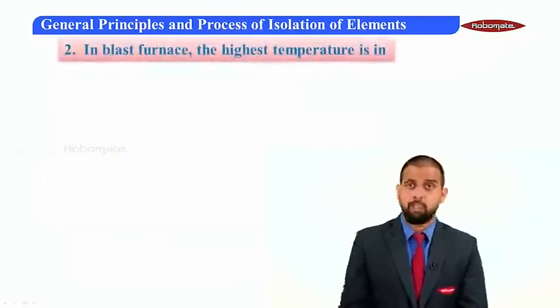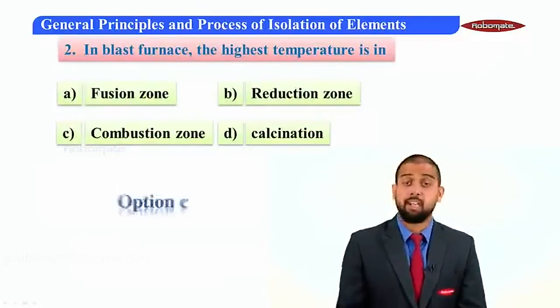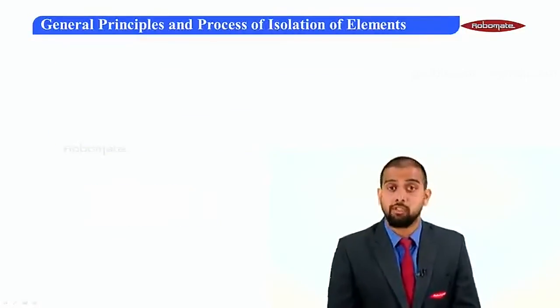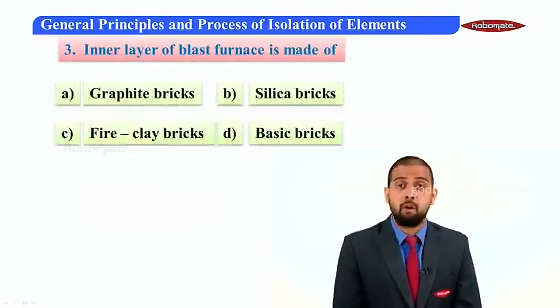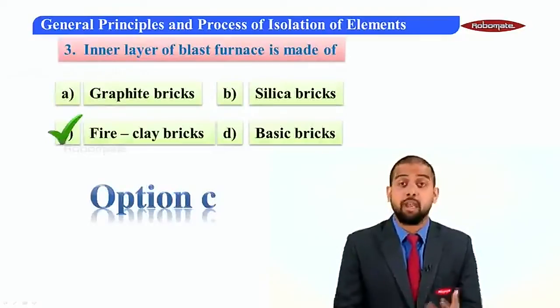The second question here is: in the blast furnace, the highest temperature is in which zone? The right answer is the zone of combustion, where the temperature was nearly 2000 degrees Celsius. And the third question here is: the inner layer of the blast furnace is made up of what? Fire clay bricks, that is option C, which can withstand very, very high temperatures.